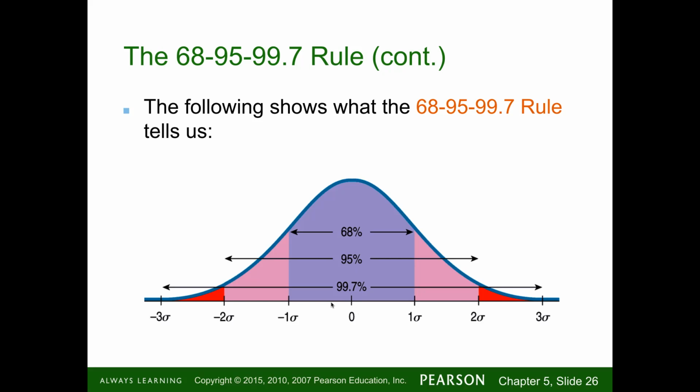Well, some people are a little shorter, some people are a little taller. So 68% of the population would be between minus 1 standard deviation and plus 1 standard deviation. Okay? Now, 95% of the population will be between negative 2 standard deviations and positive 2. Now, for a normal distribution, 99.7% of the population would be within plus or minus 3 standard deviations.